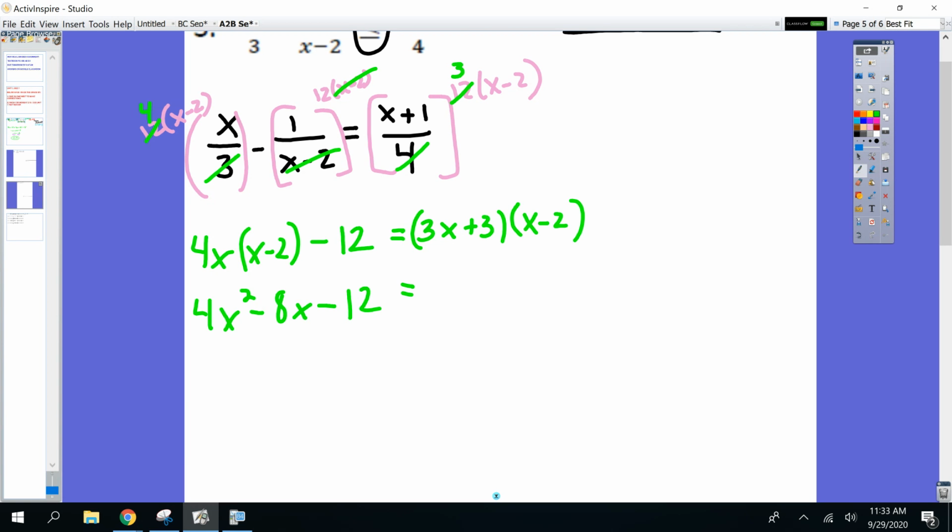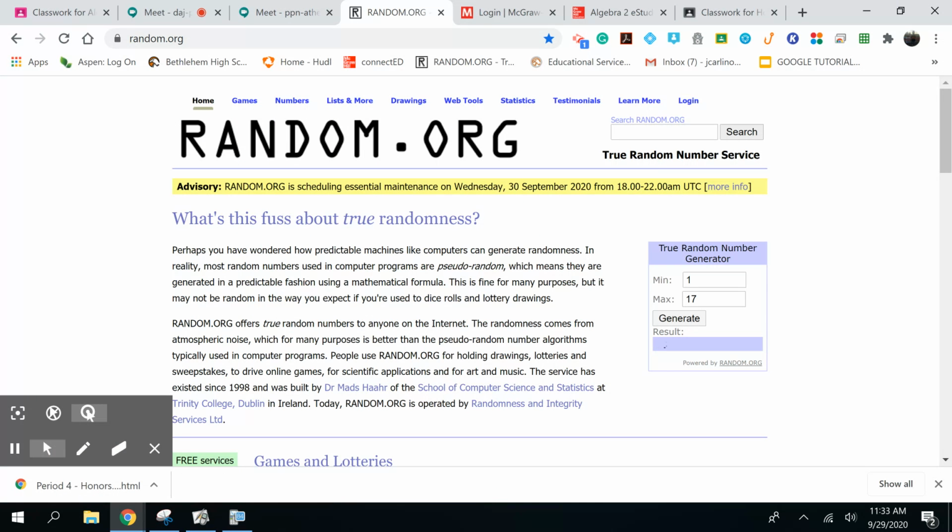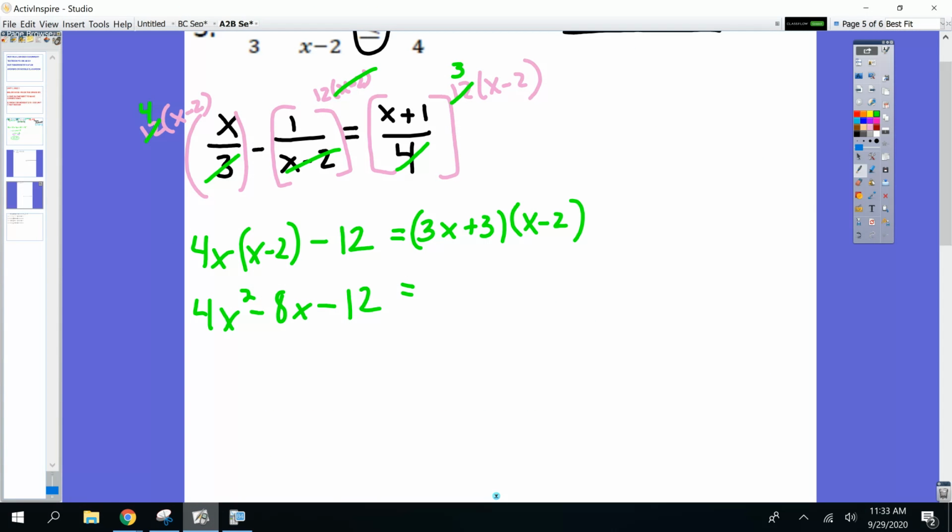Okay, let me know what you got when you distribute. And again, sorry we're going through this so slow. Here we go. Will, back to you. So ready? 3x times x, Will. Oh, you're missing something. 3x times x. 3x squared. 3x times negative 2.